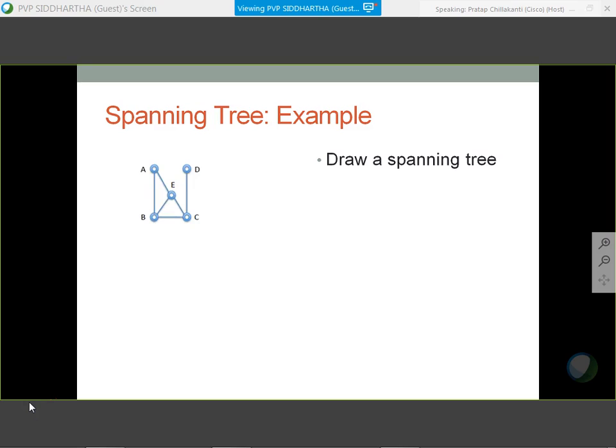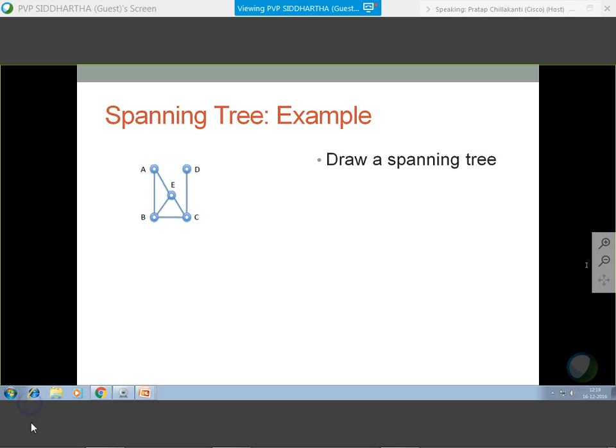Okay, ready, set, go. We'll do a group exercise here. What is the spanning tree here? Can somebody quickly put it in the chat? You get the spanning tree, A, B, E, C, D. Okay, excellent. Okay, continue.